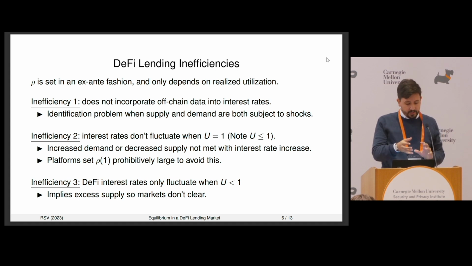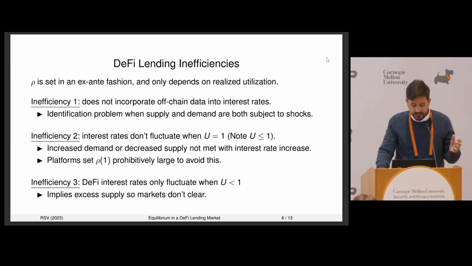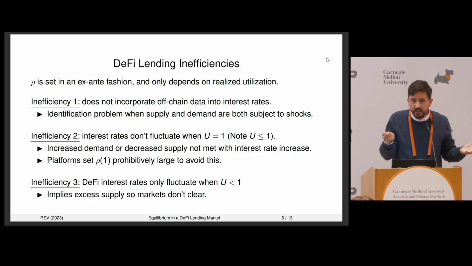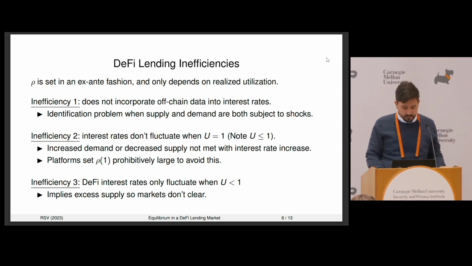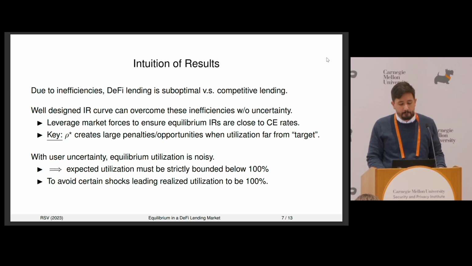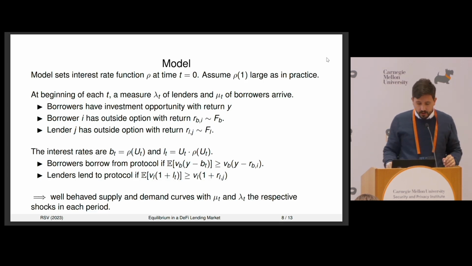Okay, the third inefficiency is basically the flip side of the second one, which is that DeFi interest rates only fluctuate when the utilization is less than 1, and that's the easiest inefficiency to see. That means there are funds that are lent to the platform that are not being borrowed at all times if you want your interest rates to be responsive to the market conditions. Okay, so this is excess supply, and that's basically the key inefficiency to look out for. And now the question is, can we mitigate this excess supply or not? Okay, so I'll come back to that.